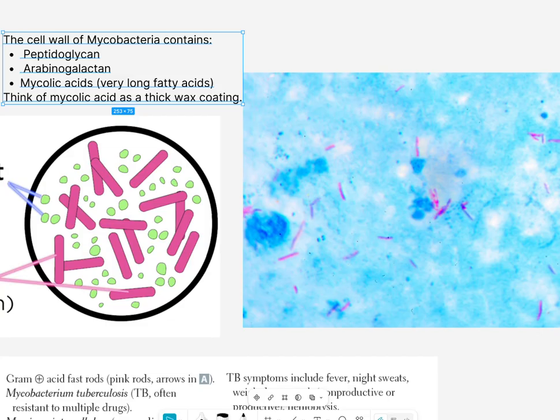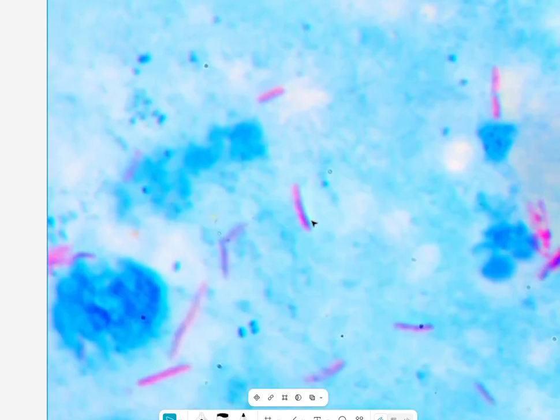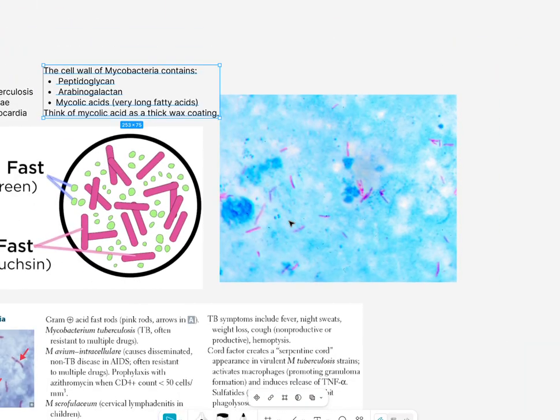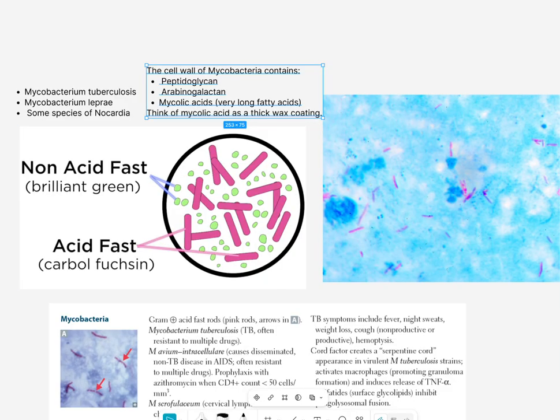So the result is that the non-acid-fast bacteria, since the dye has washed out, take up the blue stain and appear blue. But the acid-fast bacteria are already red, right? You can see these red acid-fast bacteria here. Since they're already red, they stay red. They don't take the blue stain up. And that's how the final appearance of acid-fast bacteria is bright red or pink, and non-acid-fast bacteria is blue, right?